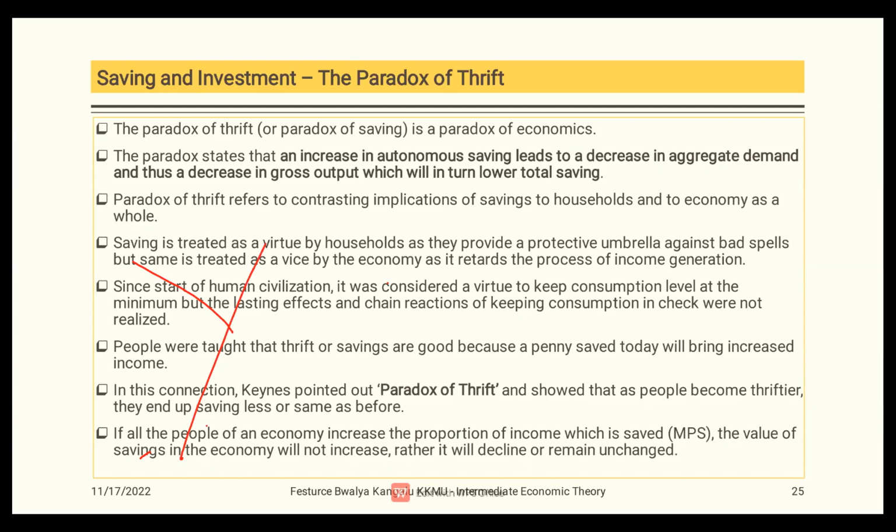So if aggregate demand decreases, that will lead to a decrease in what? In output, because they are equal. We agree that aggregate demand is the same as aggregate output. So if aggregate demand decreases, then output will decrease, and that will in turn lower savings again. So you find that the thrift, savings increase, but again, they end up coming down at the same time. That's what we mean when the statement is paradoxical. It's arguing against itself. Okay, you get that? It's a contra entry.